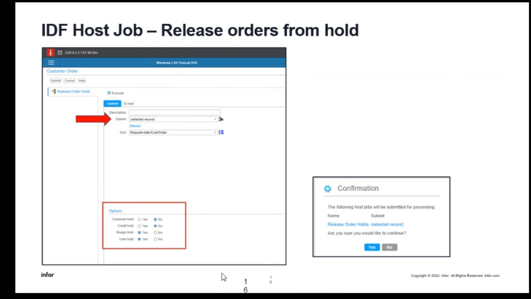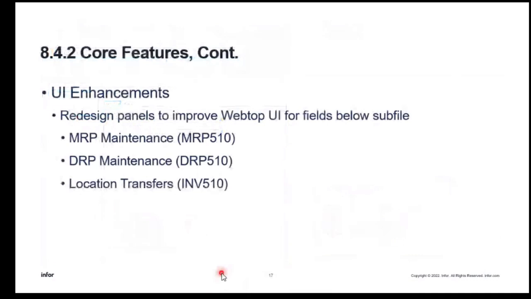And then if I go on to the next slide, here are some other features that were in 8.4.2 when it went GA, as I mentioned before: improving the green screen design so that we can better emulate something in WebTop. These 510 programs always had a poor user experience. So again, we made some changes.